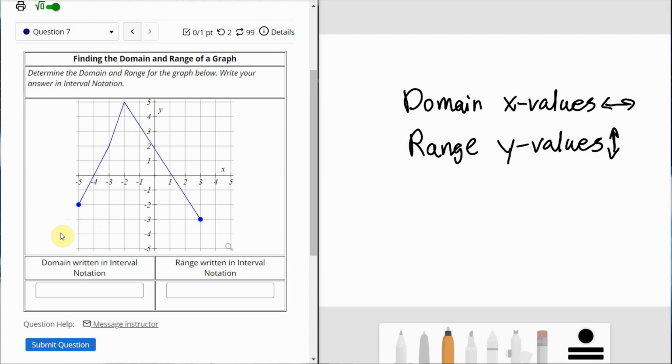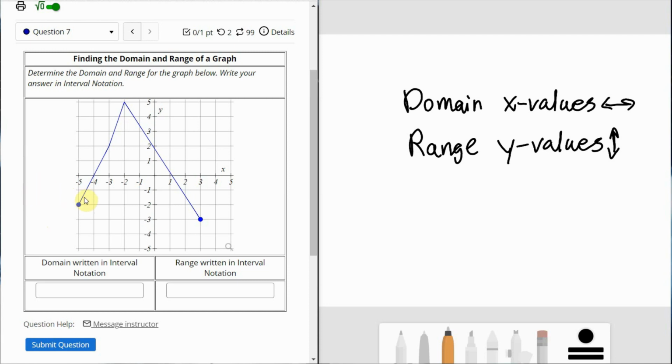Also remember, if a line ends in an open circle or continues off the end of the graph, the interval notation for that end is written with the parentheses. Otherwise, it is written with a bracket. Let's start with the domain.